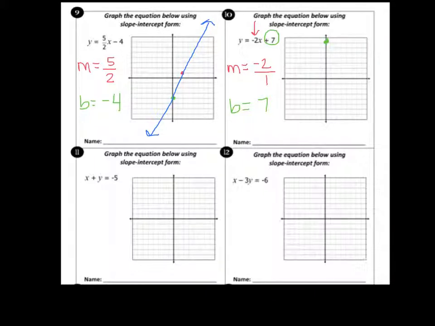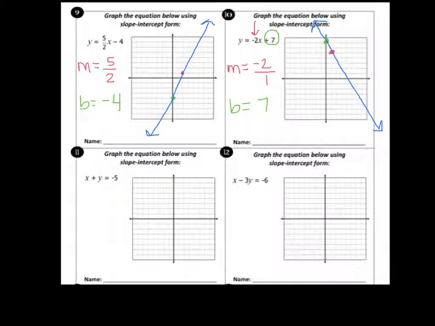Then I'm going to use my slope, which is negative 2 over 1. So I go down 2 and over 1 to get my next point. Okay? Since 2 was negative, that's why I went down and to the right 1 because 1 was positive. Then you take something straight, and you're going to go ahead and draw your line through your points. For your last check, make sure my slope is negative, my line slopes down. My y-intercept is 7, it's touching y at 7.